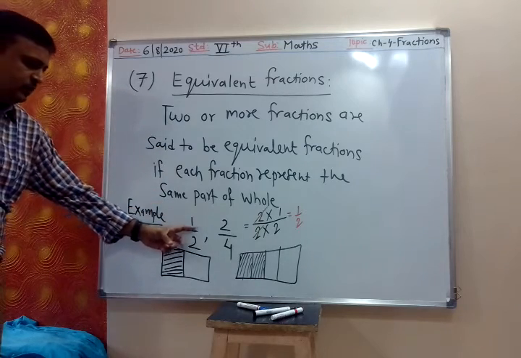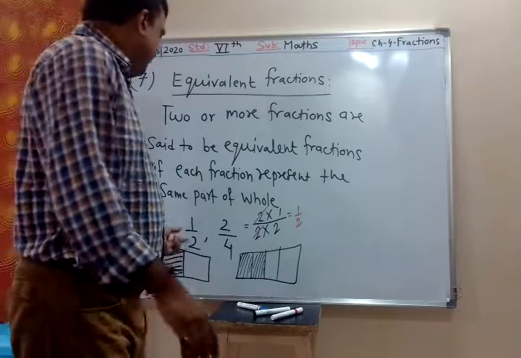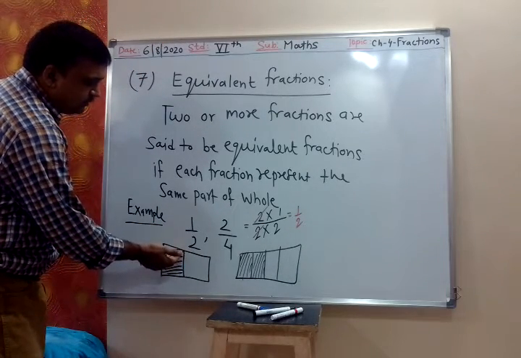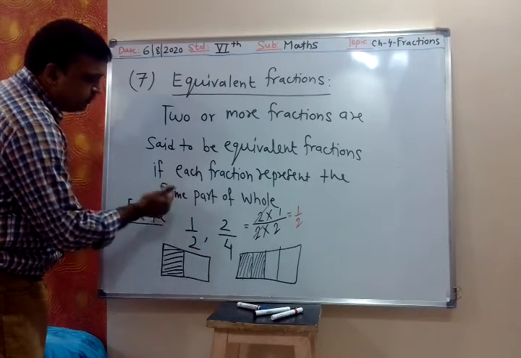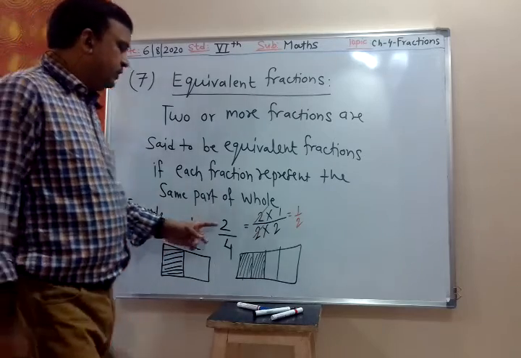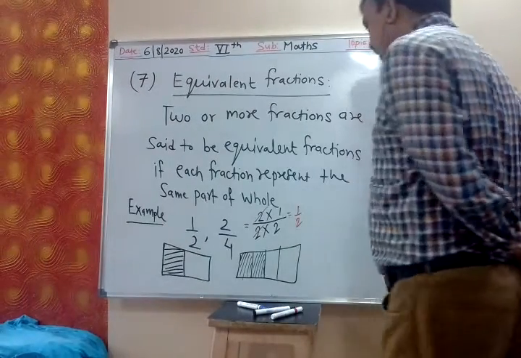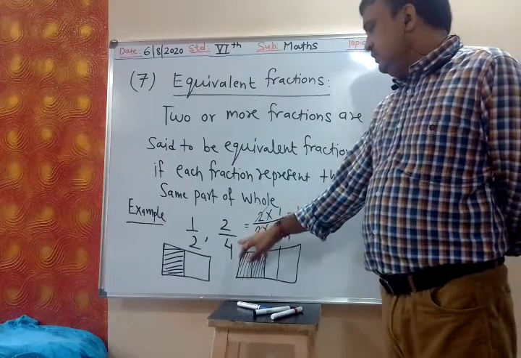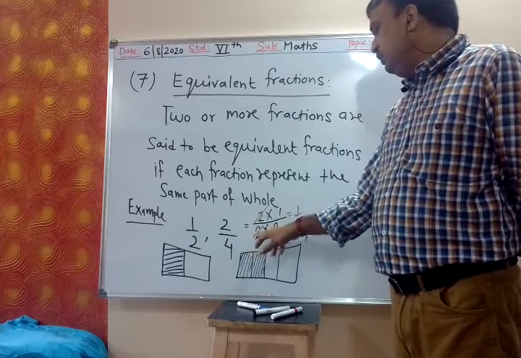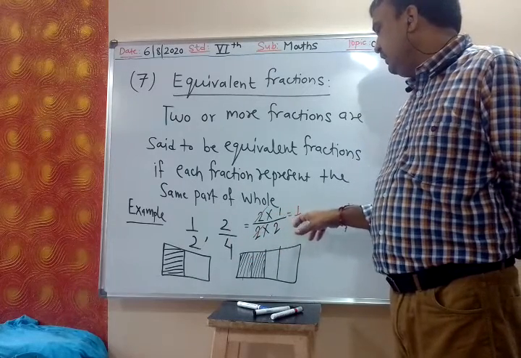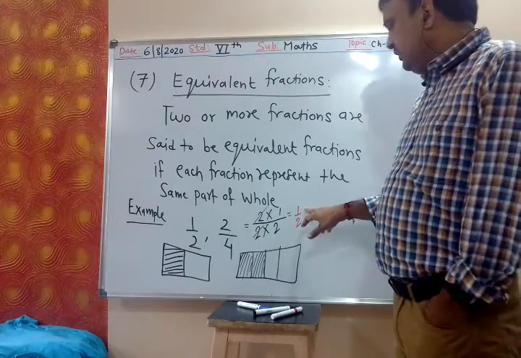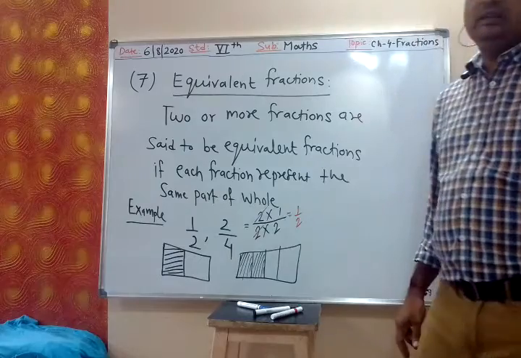Now we are given 1 by 2 and 2 by 4. 1 by 2 means one part, total there are two parts. One part of that, so 1 by 2. This we read 1 upon 2. This also you write. 2 by 4, I can write 2 into 1, 2 into 2. Cancel 2 to get 1 by 2. Show this part, this 1 by 2 and this.